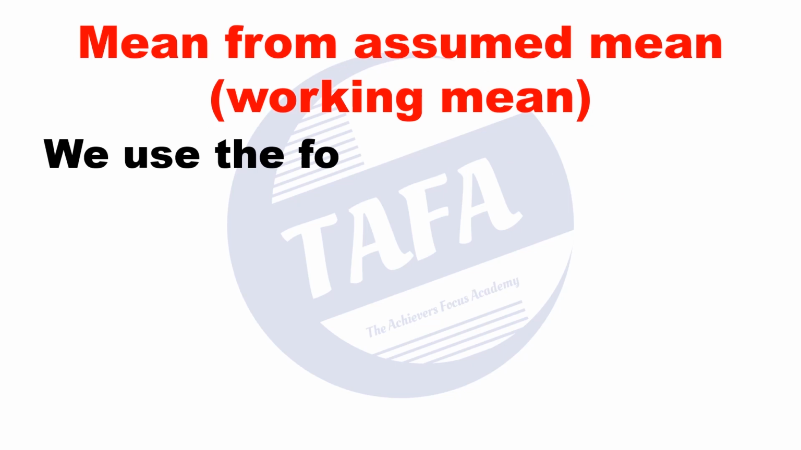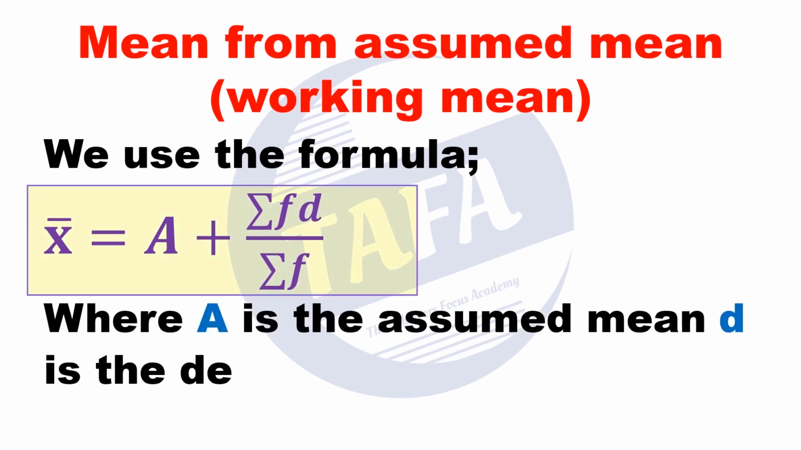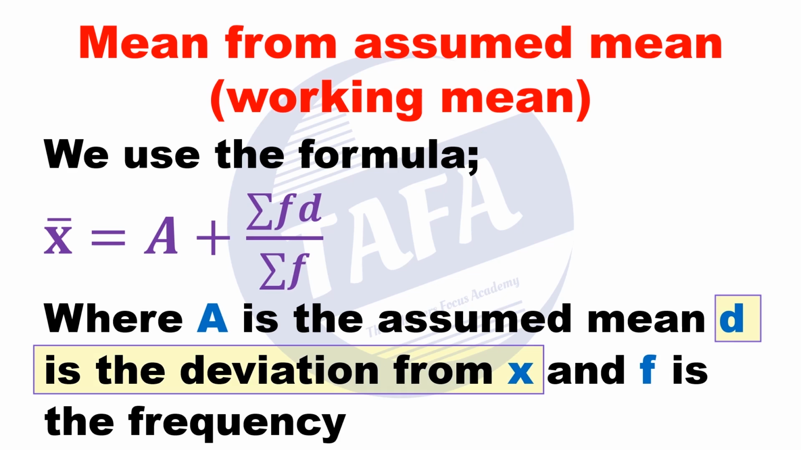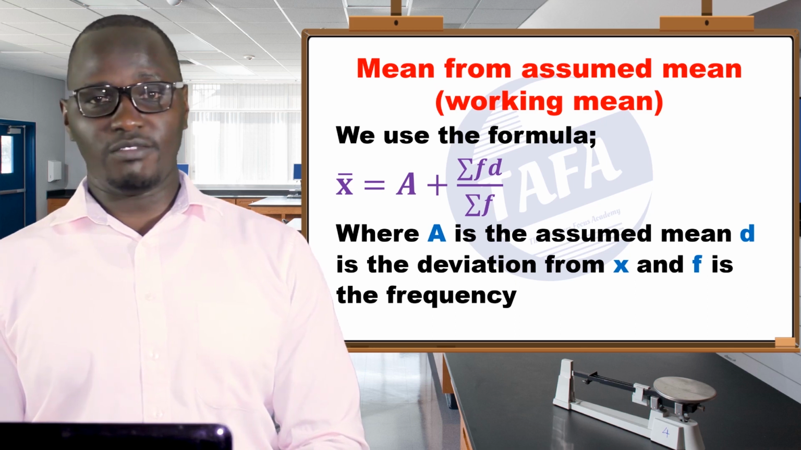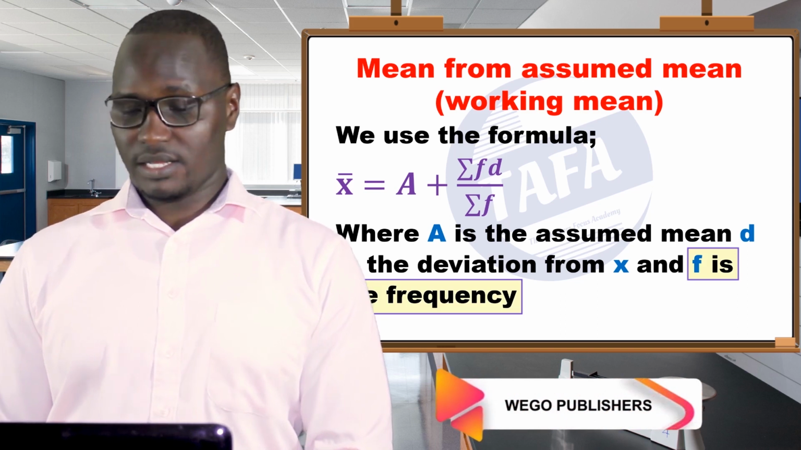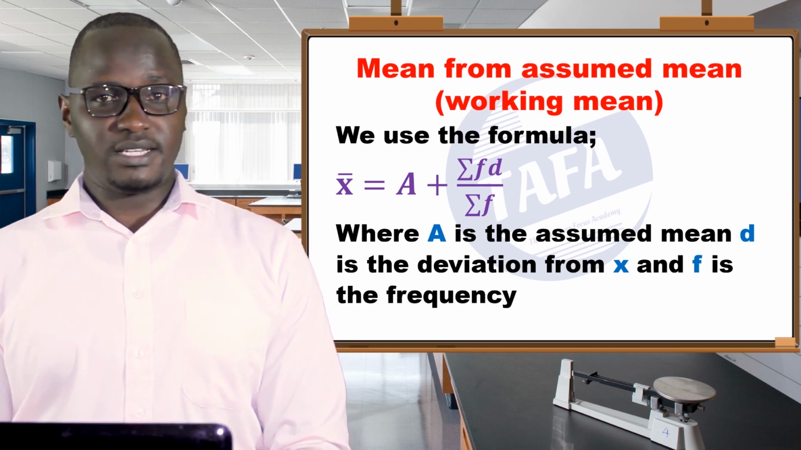Now to do this, we are going to use this formula. X bar is equal to A, where A here is the assumed mean, plus the sum of F times the deviations over the sum of F. Now A, we've said, is the assumed mean that is given, and then D is the deviation from X, and we've said X is the values of the items that we are given. So F here is the frequency of the items that we have.